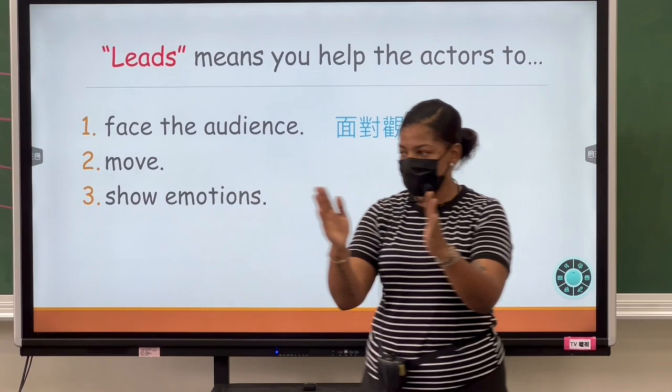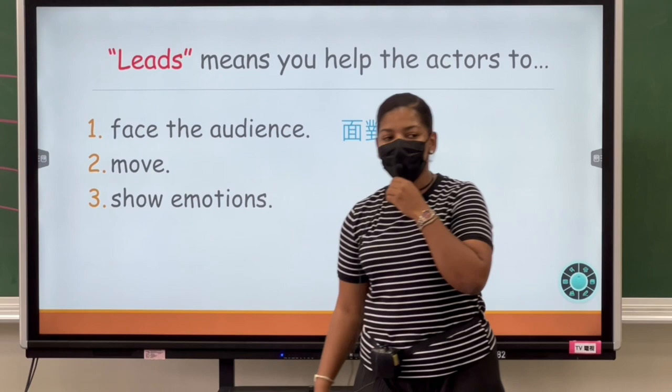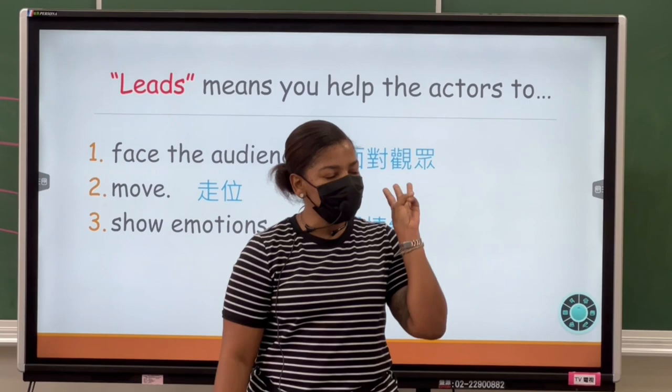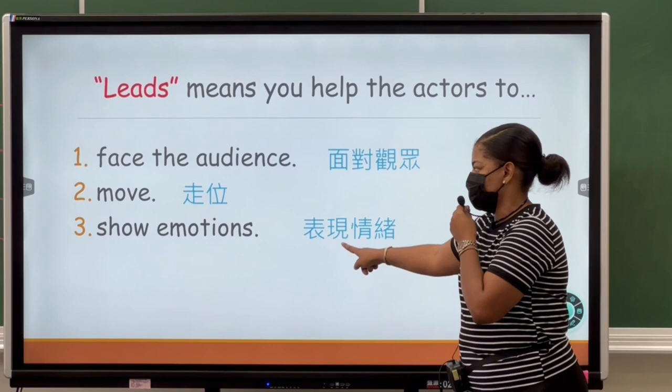Number two, the director is going to help his actors or actresses to move. Move. Okay? And number three, the director is going to help his actors or actresses to show emotions. Show emotions.